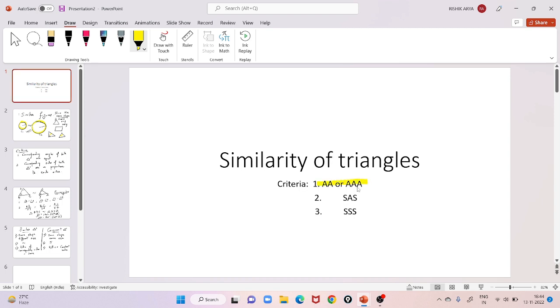The first one is this, that is AAA. A stands for angle and S stands for side. So angle, angle, angle. Second one is side, angle, side, and third one is side, side, side. These are the three criteria upon which we can decide whether the triangles are similar or not.